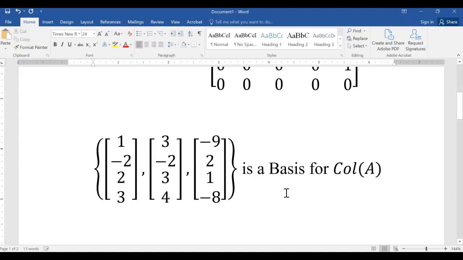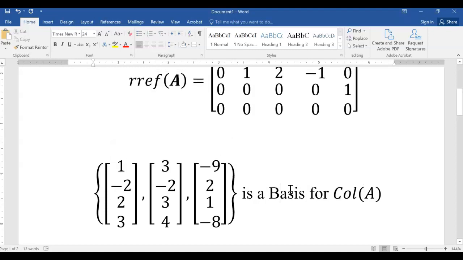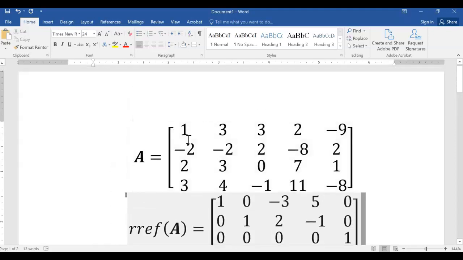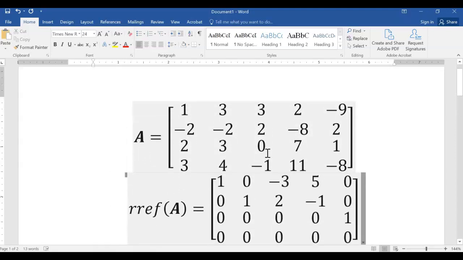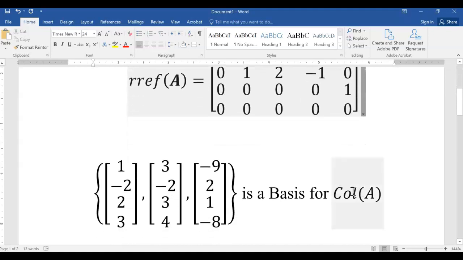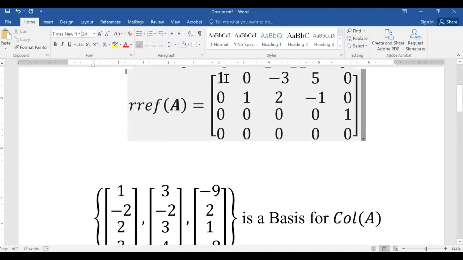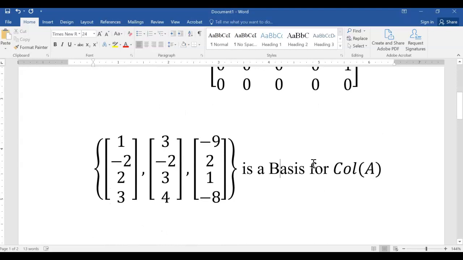All right. Notice, by the way, again, we did have to pick out which columns had the pivot points. If I would have picked out columns 1, 2, and 3, they would not have been a basis for the column space of A. So it was important that the columns that I picked out were the ones associated with my pivot columns, right? So these 3 vectors would form a basis for the column space of A. They would be linearly independent, and the span would be the column space of A.